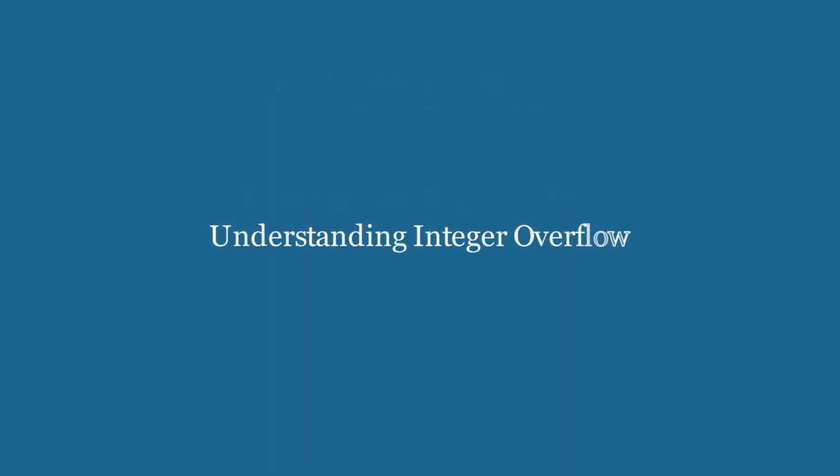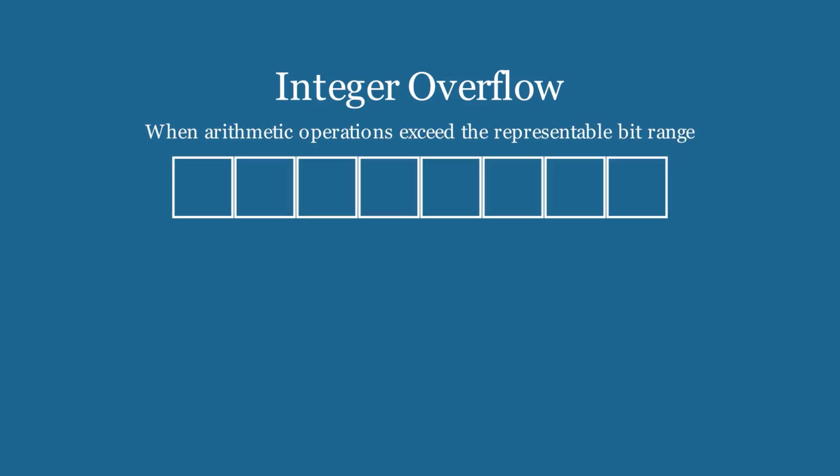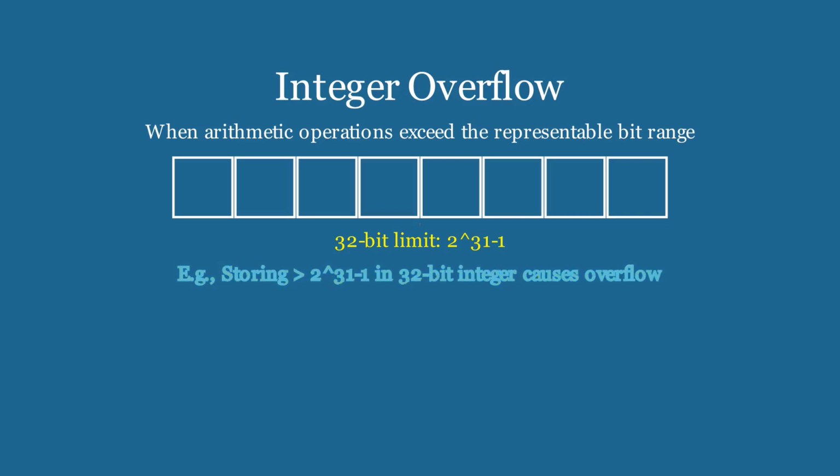An integer overflow occurs when an arithmetic operation attempts to create a numeric value that is outside the range that can be represented with a given number of bits. For example, in a system where integers are represented using 32 bits, attempting to store a value greater than 2 to the power 32 minus 1, the maximum value for a 32-bit signed integer, would result in an overflow.